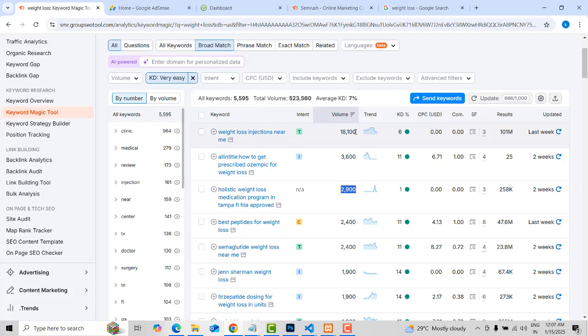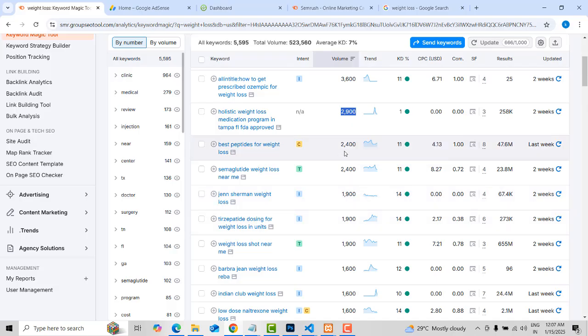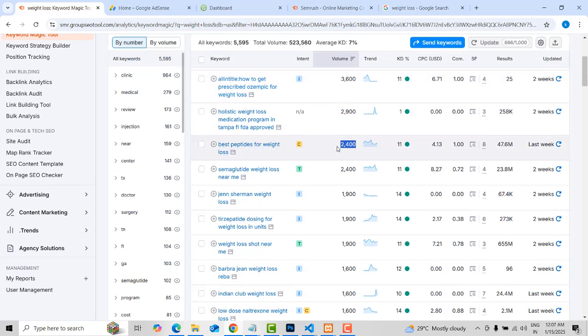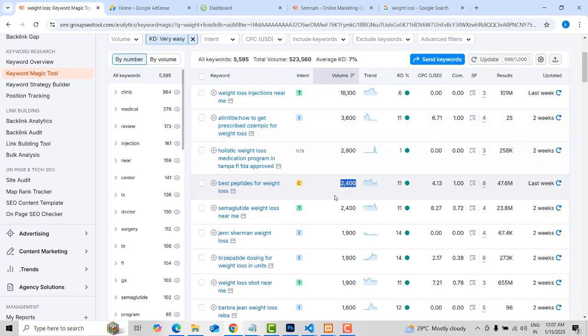The volume should be above 1,000. That is a must. If the KD rate is low but the volume is not there, you don't take that keyword; it is useless. The volume indicates how many people are searching that particular keyword.